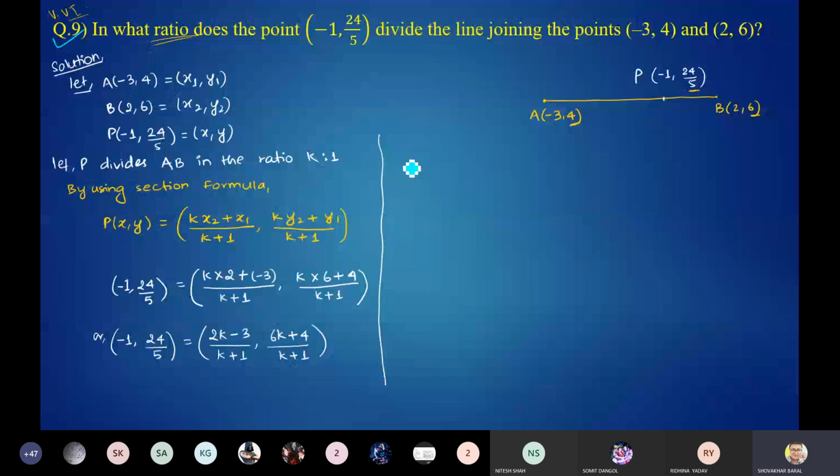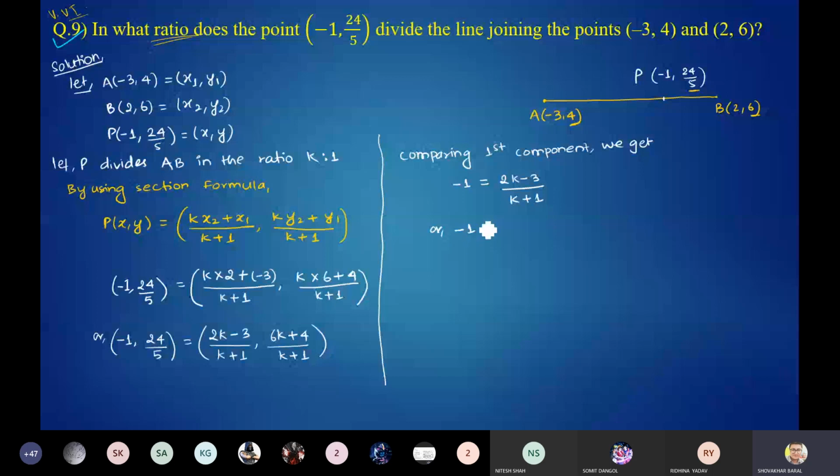Let's compare the first component. Okay, though you can compare the second component also. It's not a hard and fast rule to compare any one. So let's compare the first component. Comparing the first component, we get -1 is equal to 2k minus 3 divided by k plus 1.